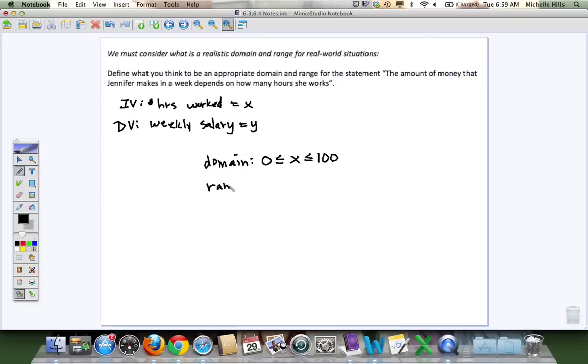The range: how much money would she make? Well, she can't make less than $0. And if she gets paid an hourly salary, which apparently is what she does, what's a reasonable amount for the salary she would make? Let's say she makes a fairly good salary. She makes $30 an hour. Well, if she worked 100 hours, then that would be $3,000.